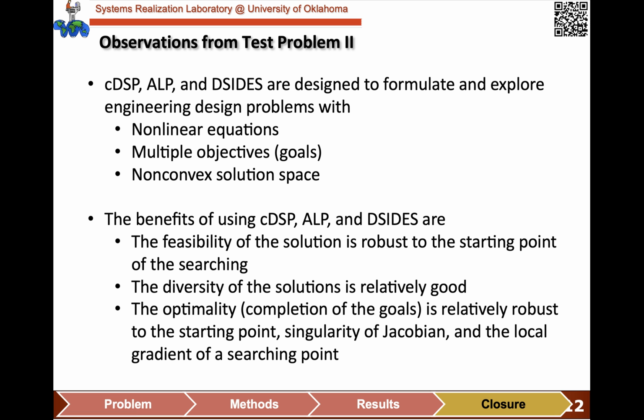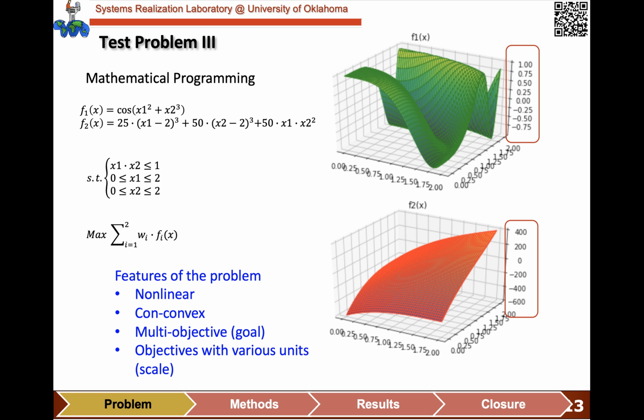So anyway, for engineering design problems, satisficing strategy is much desired. And then we tested a third problem with different scaling of the two objectives. So we simply multiply the second objective by 50 to make the units of the two objectives different, to see if one objective dominates the other and they cannot reach a feasible solution.